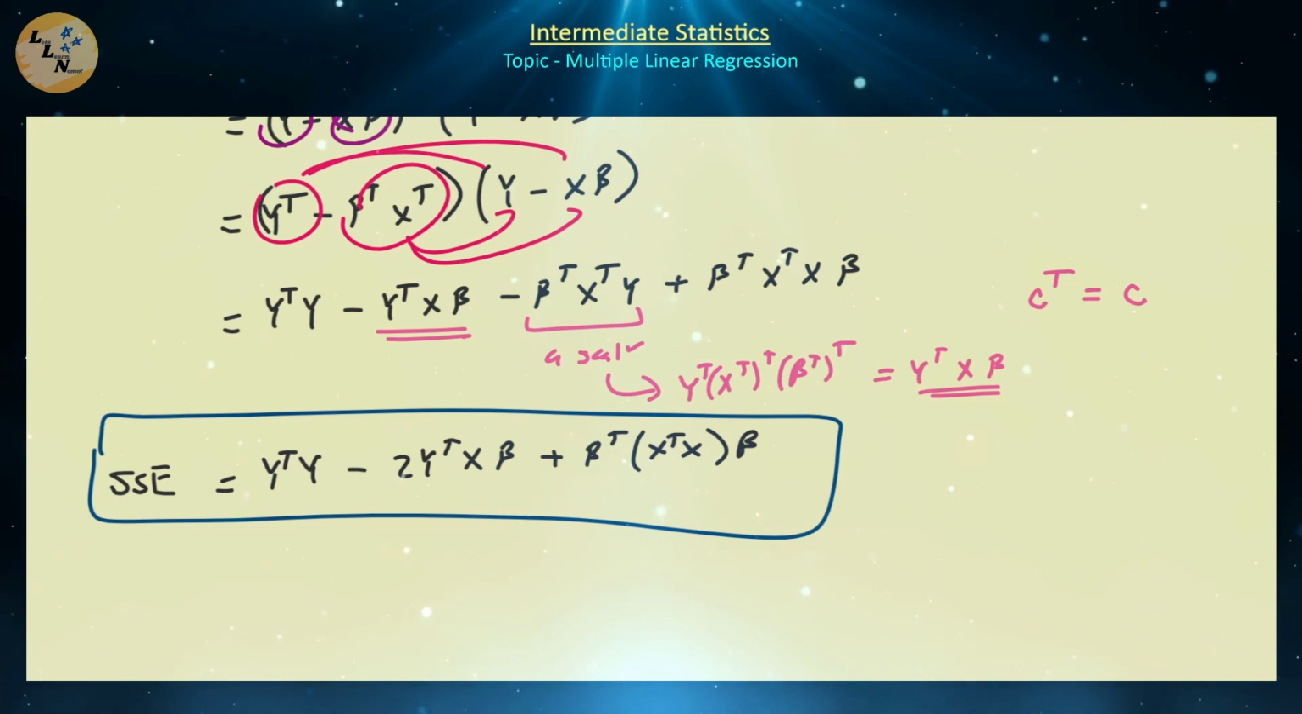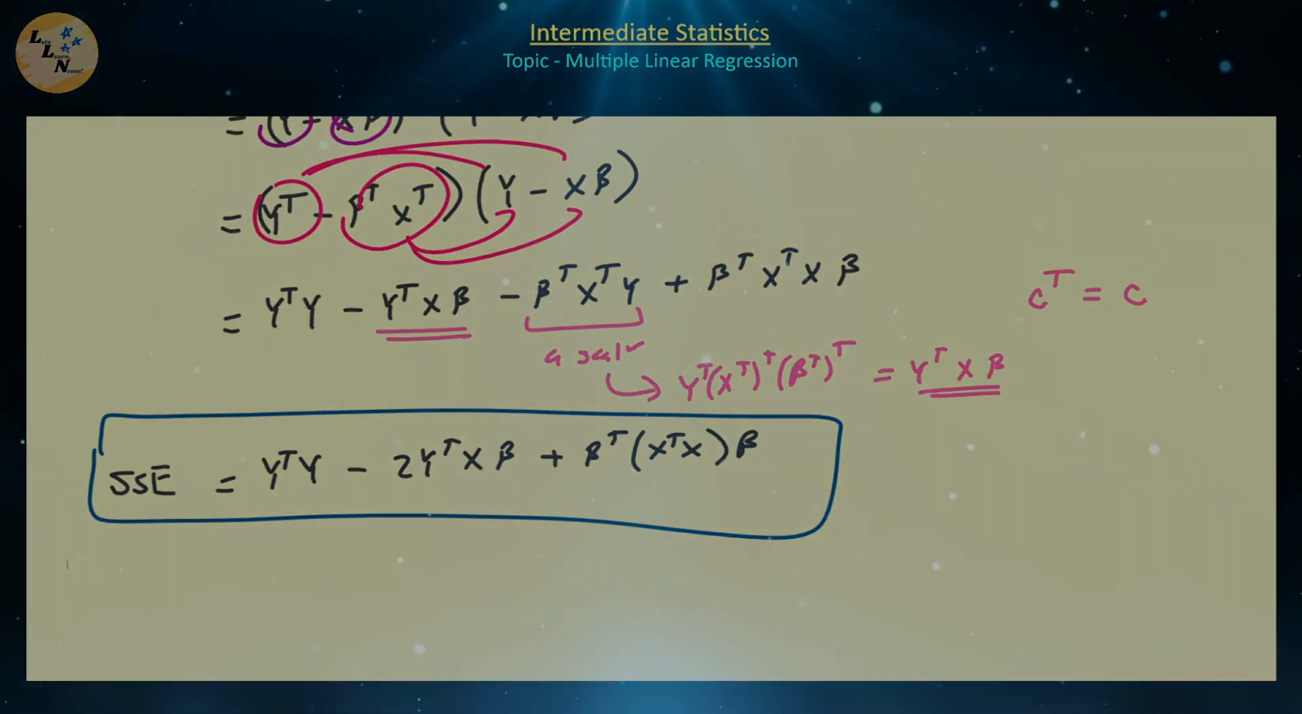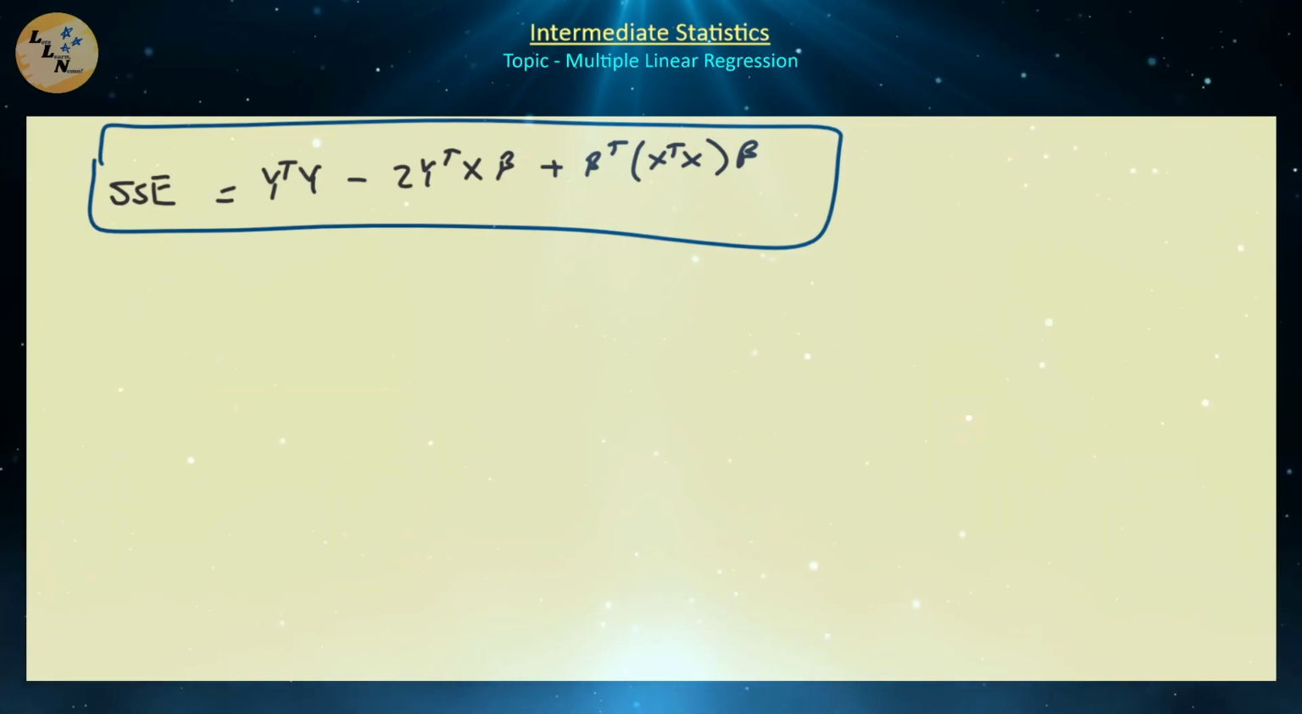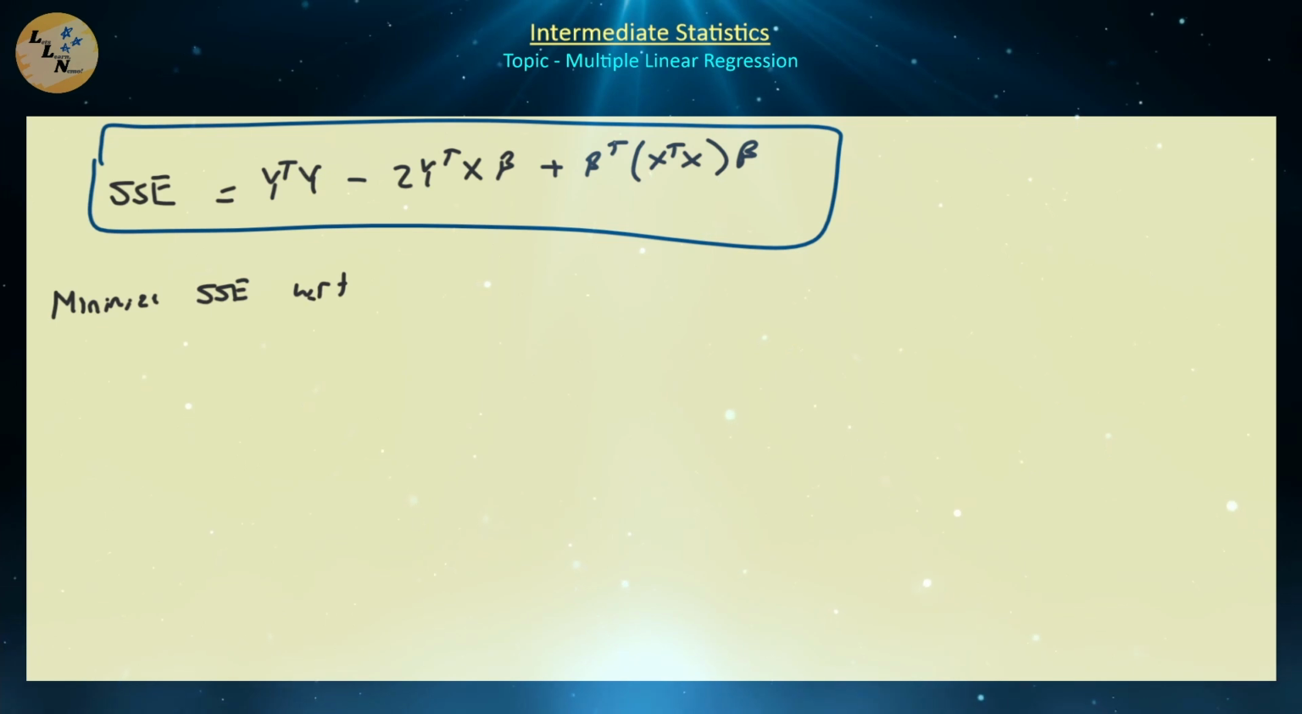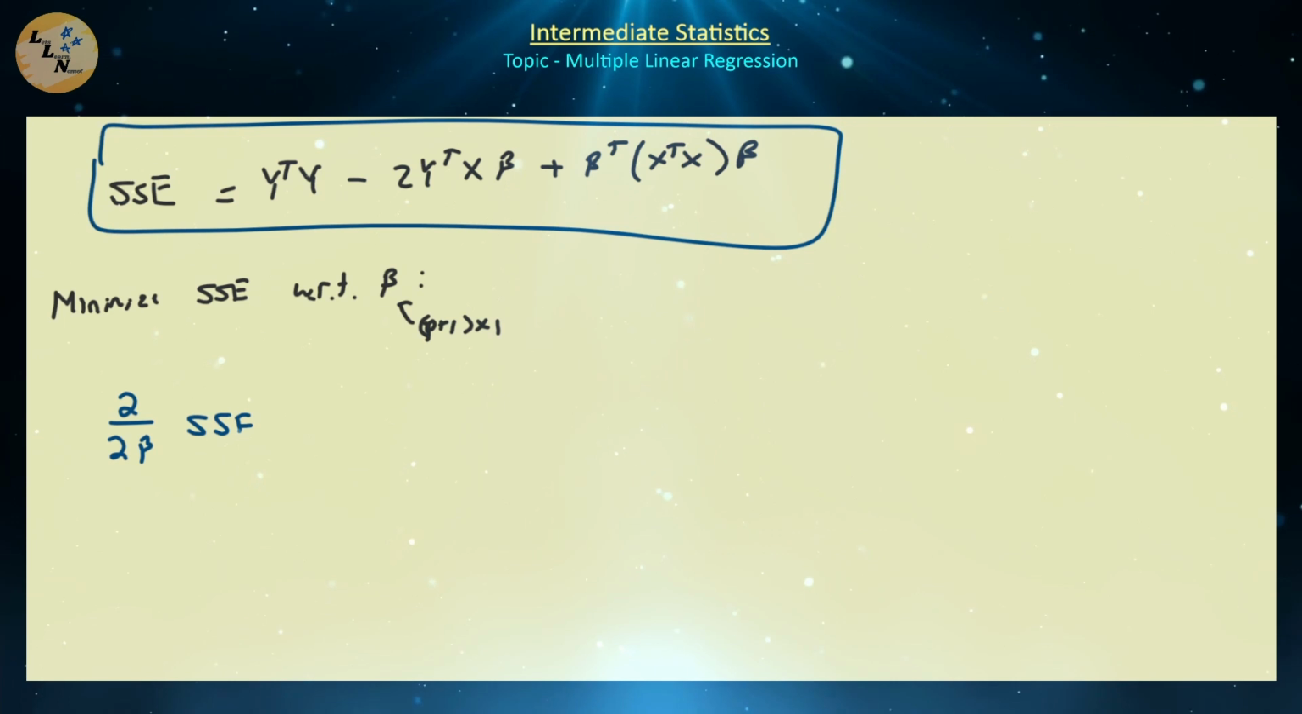Now that we have this nice formula, we're going to take the derivative, set it equal to 0, and solve for our beta term. So remember what our goal is: to minimize the error sum of squares with respect to this beta vector. And keep in mind this beta vector is a p plus 1 by 1 vector. So let's take the partial derivative of SSE with respect to the beta vector.